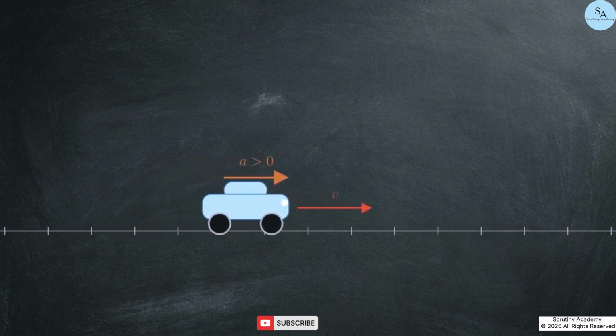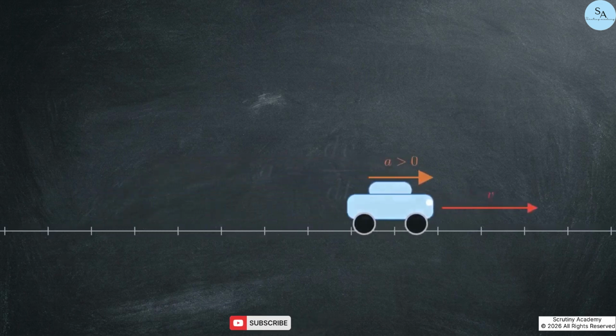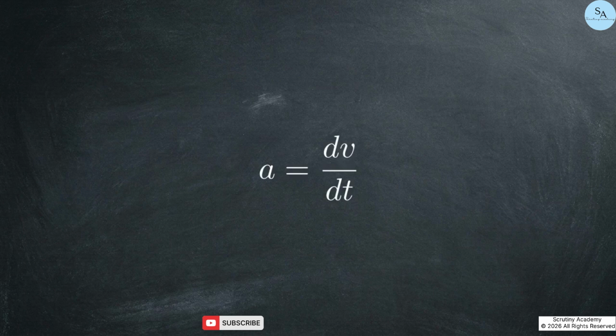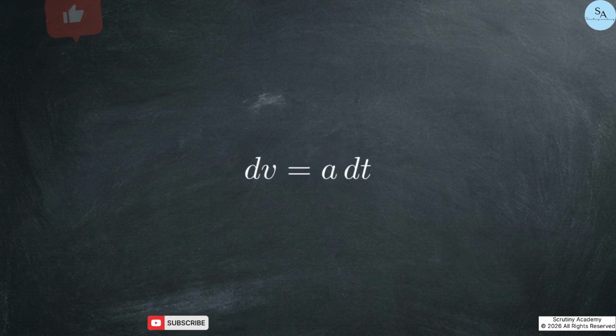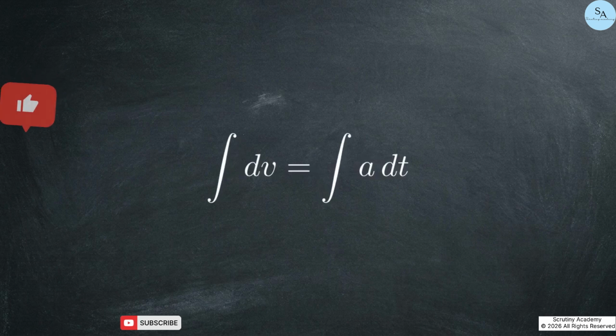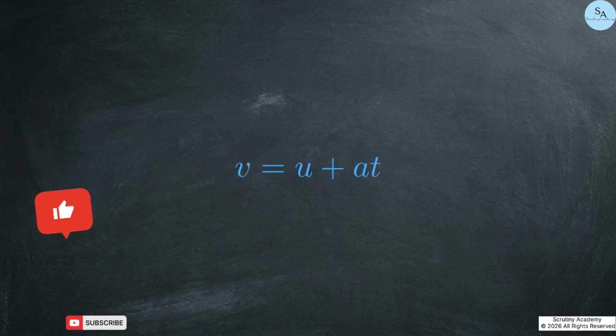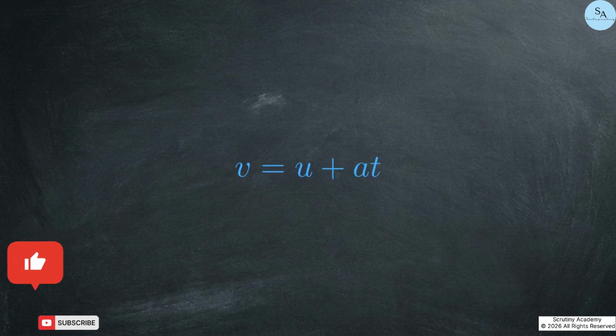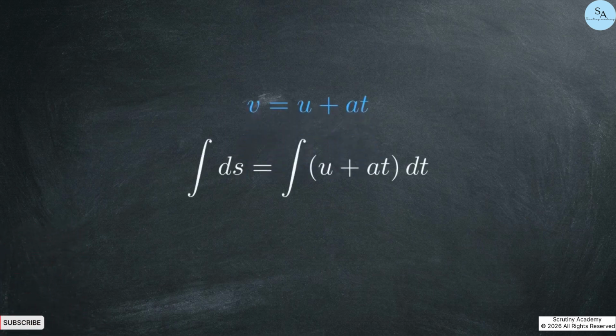Acceleration is strictly the rate of change of velocity over time. If a car speeds up, that change is mathematically written as a equals dv over dt. By taking the integral of that core definition, we arrive at our first baseline equation. It tells us that final velocity equals initial velocity plus acceleration multiplied by time.